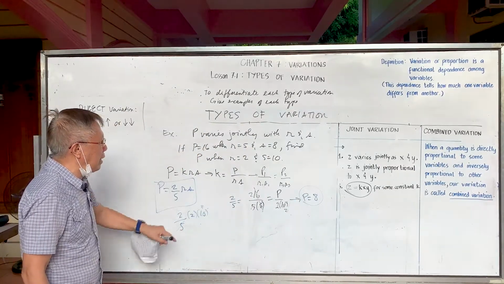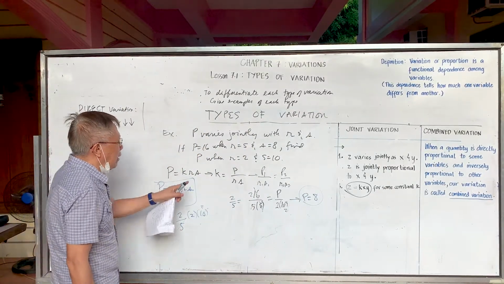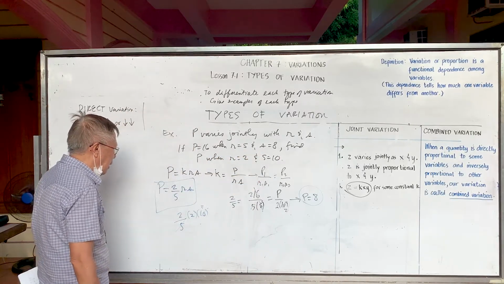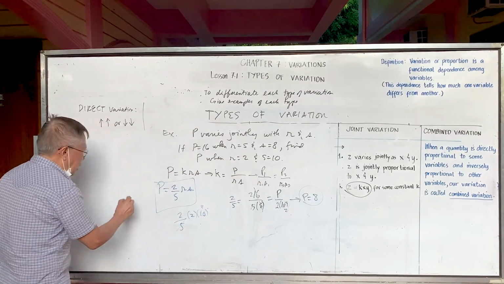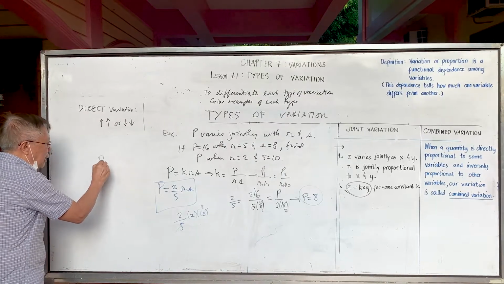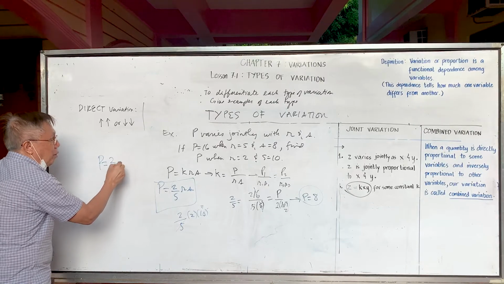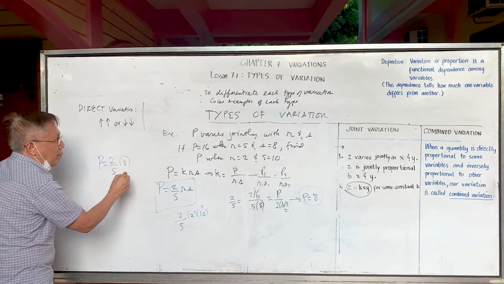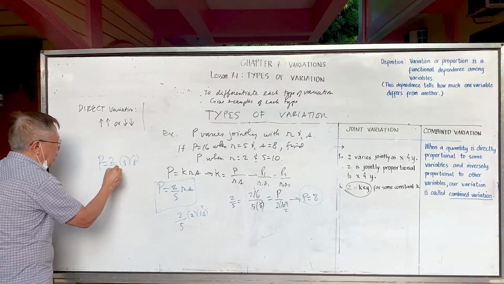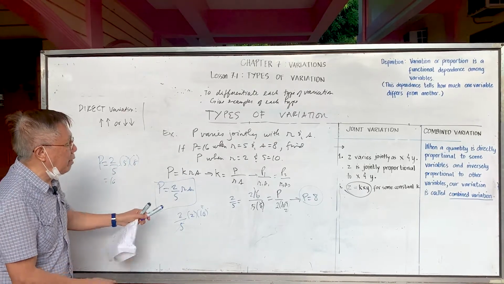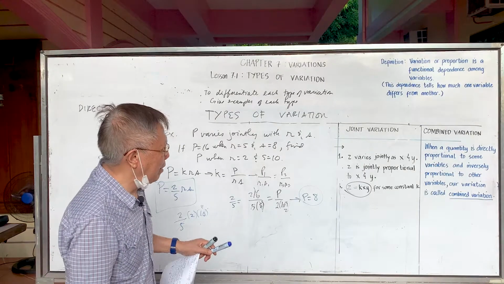Let's have the first case. Let's see what happens if R is 5 and S is 8. So the second case will be, will we get 16? Okay, with P equals 2/5, what is my R? It is 5 and my S is 8. I cancel this and I get 16. So we have the correct variation equation.